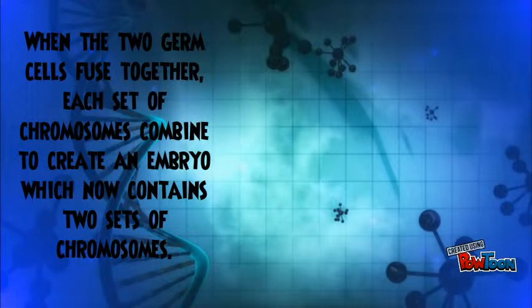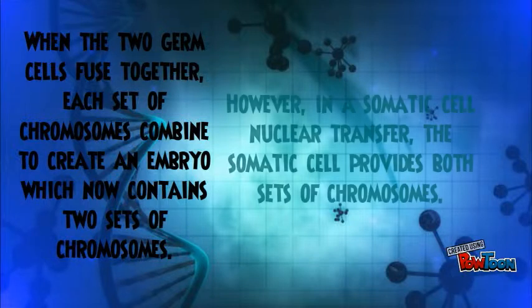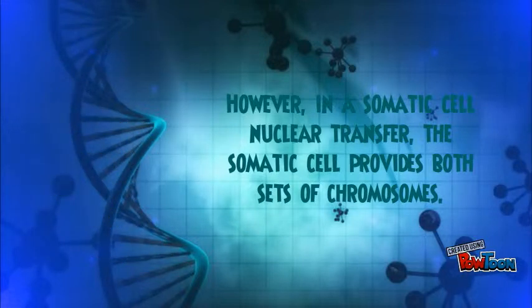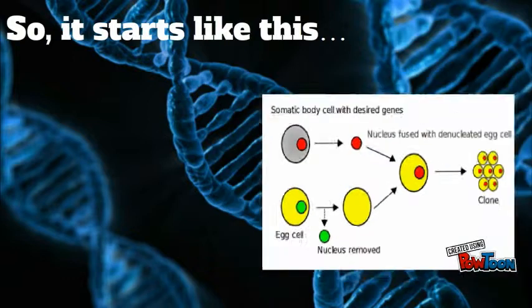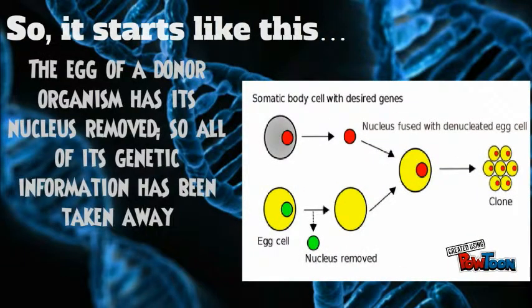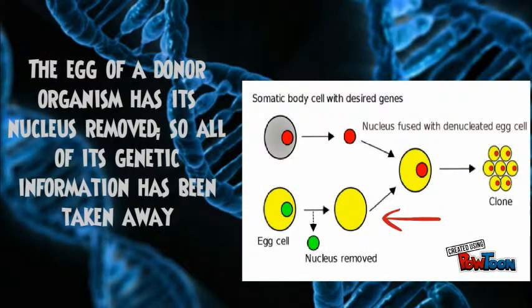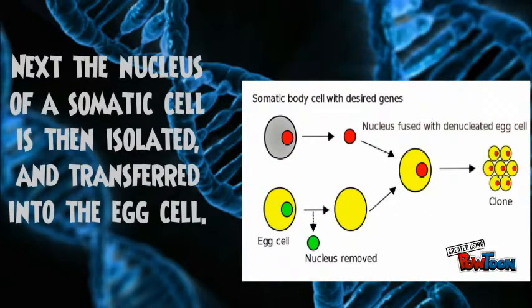When the two germ cells fuse together, each set of chromosomes combine to create an embryo which now contains two sets of chromosomes. However, in a somatic cell nuclear transfer, the somatic cell provides both sets of chromosomes. So it starts like this. The egg of a donor organism has its nucleus removed, so all of its genetic information has been taken away. Next, the nucleus of a somatic cell is then isolated and transferred into the egg cell.